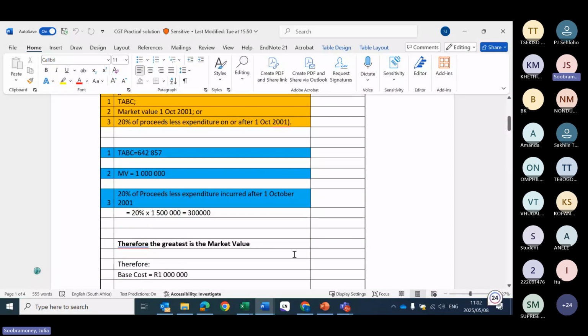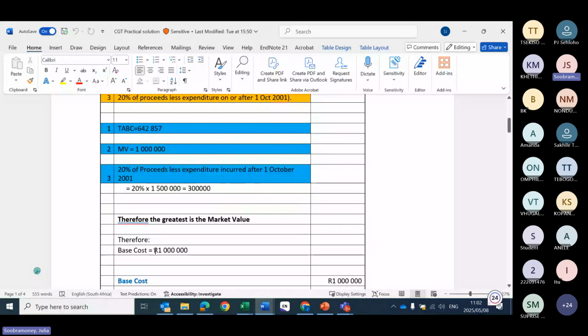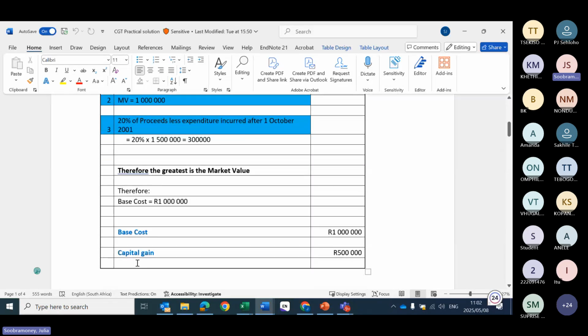But in this scenario here, greater one is market value. Therefore, my base cost is 1 million. There's no allowances. There's no Section 11O. So it is 1 million. Final base cost 1 million. My capital gain 500,000. So the question asked me specifically to calculate capital gain. It did not ask me to calculate the taxable capital gain. But if I did ask you to calculate the taxable capital gain, then you would go one step further and you would say 500 multiplied by 80%, and that then would go into your taxable income column.